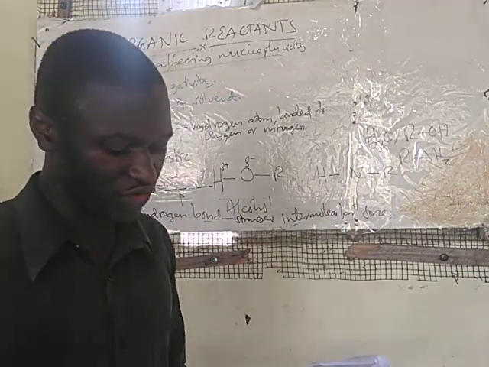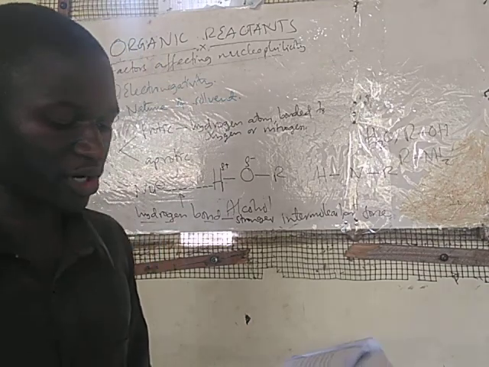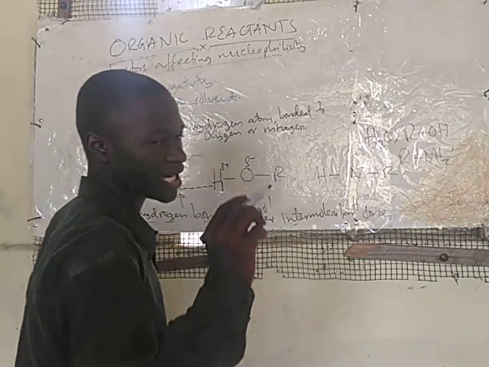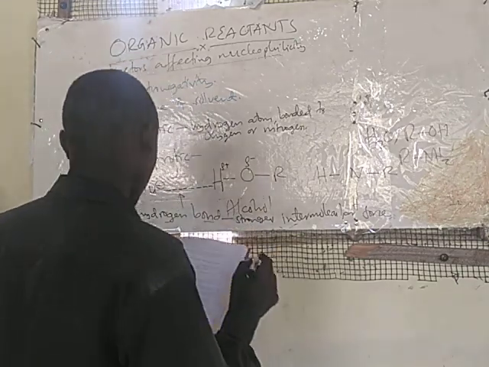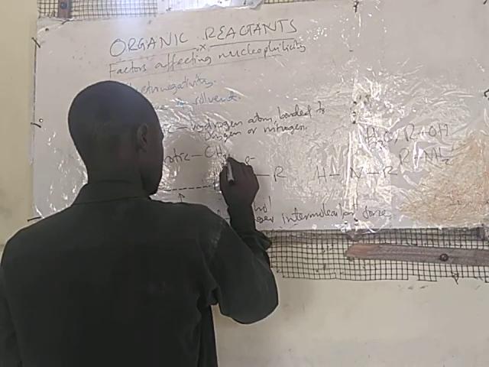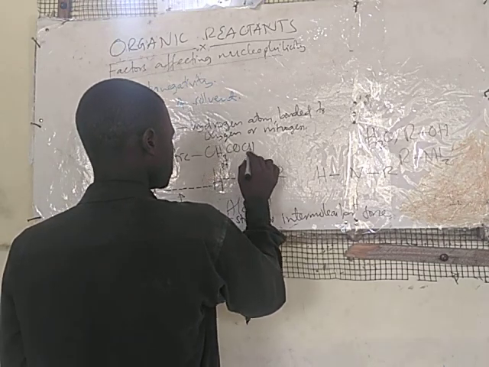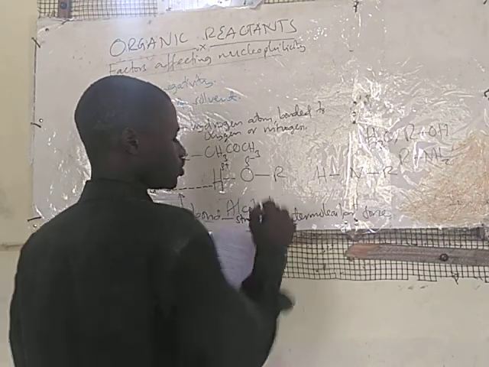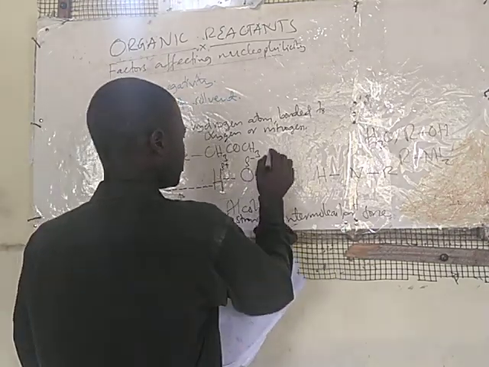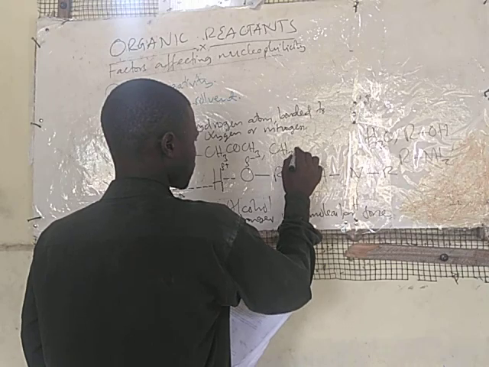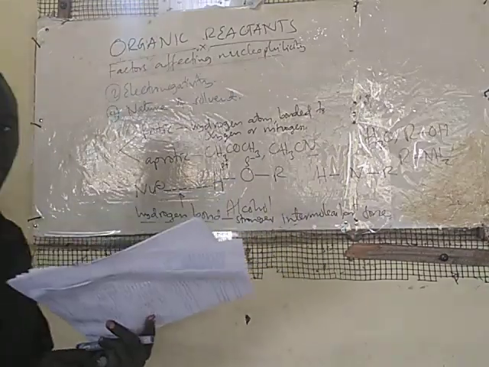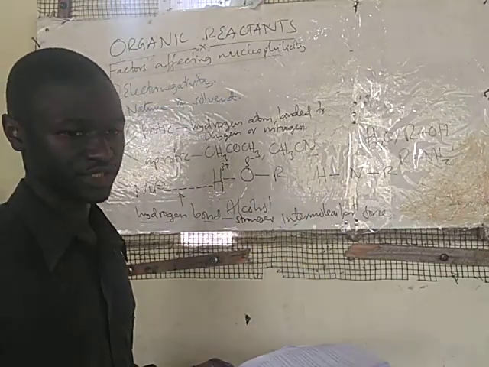An aprotic solvent is a solvent that lacks positively polarized hydrogen. For example, we have CH3COCH3. This is called acetone. These are just examples of aprotic solvents.